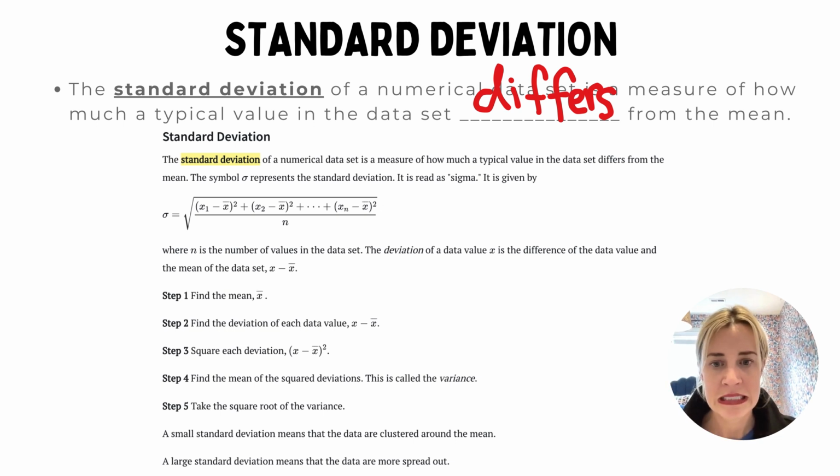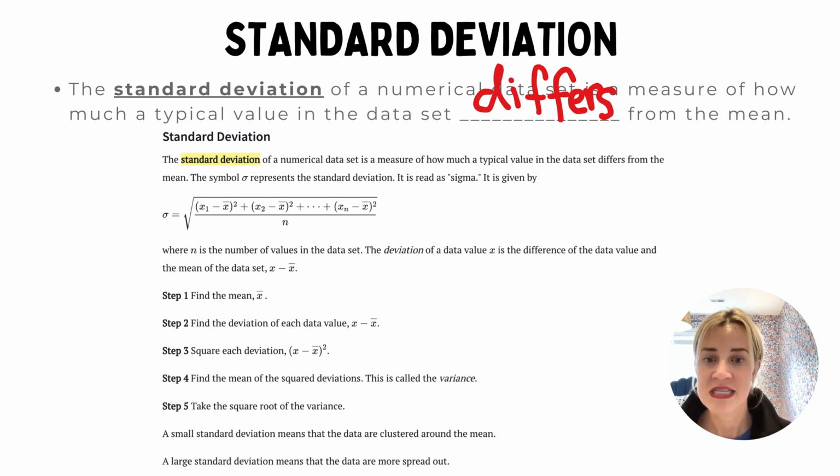Where n is the number of values in the data set, the deviation of the data value x is the difference of the data value and the mean of the data set, which is x minus x bar, the average. Step one, find the mean, which is the average. You add up all the numbers and divide by the number of numbers, and there's your average.